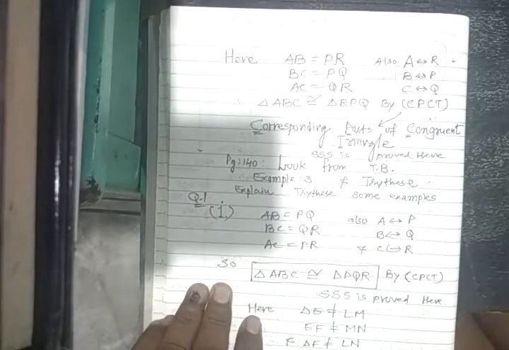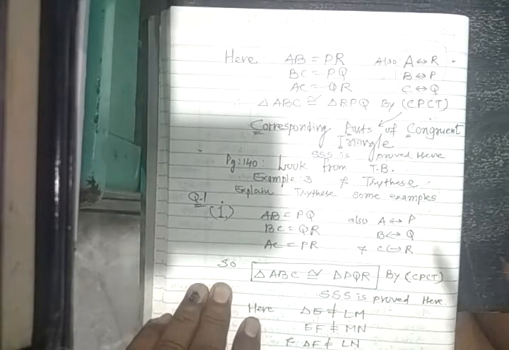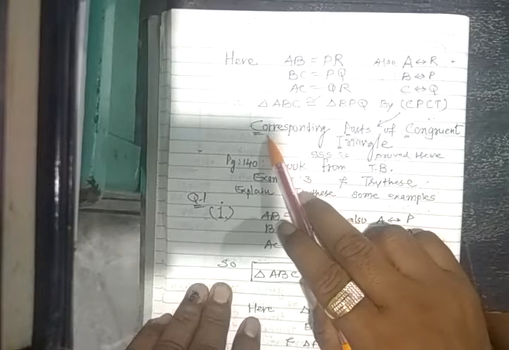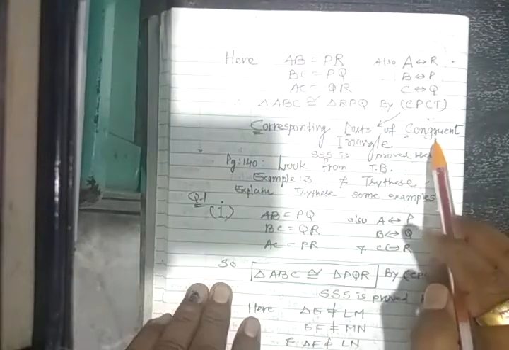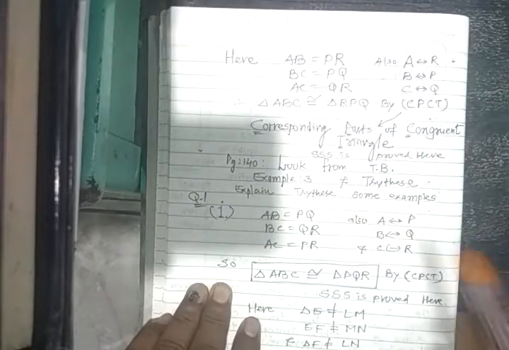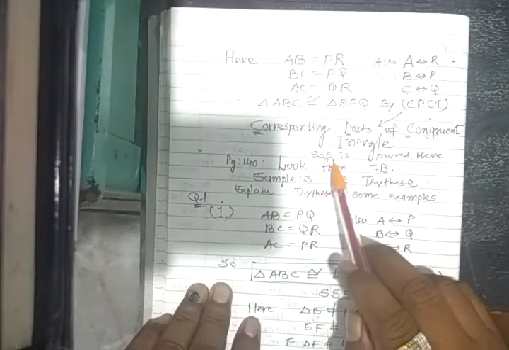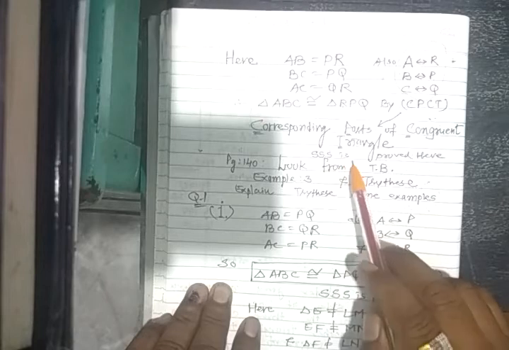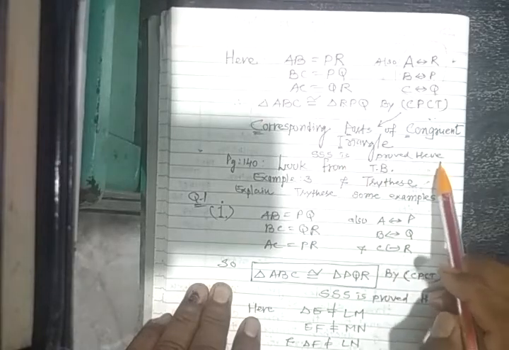Okay, what is this CPCT? In my first video also I have spoken that CPCT means corresponding parts of congruent triangles. Hence SSS, side side side criterion is proved here.